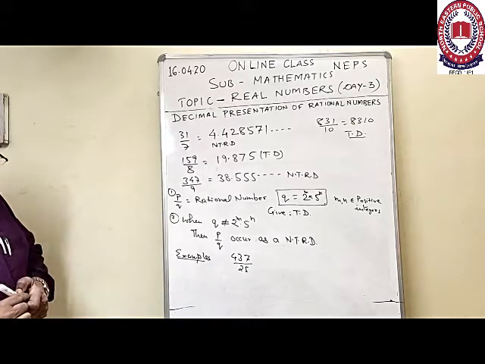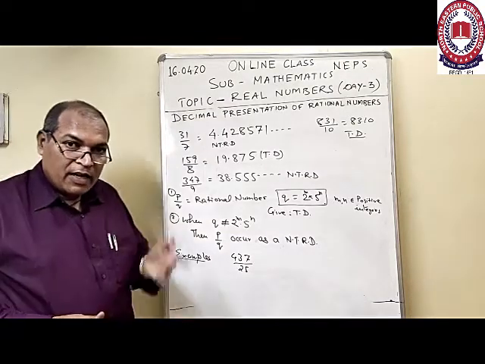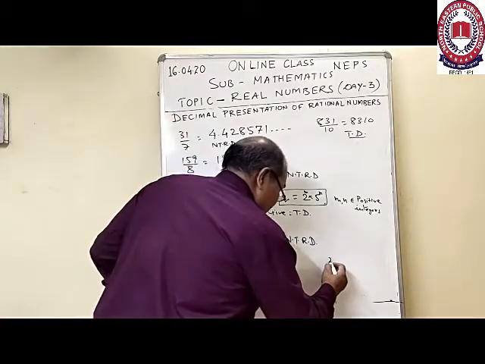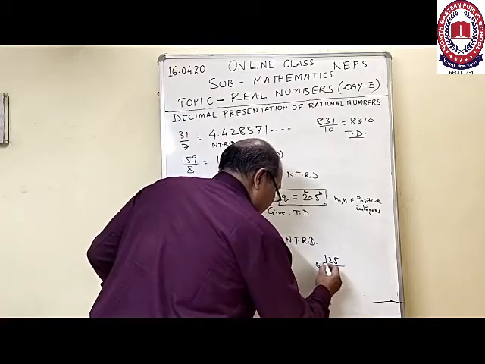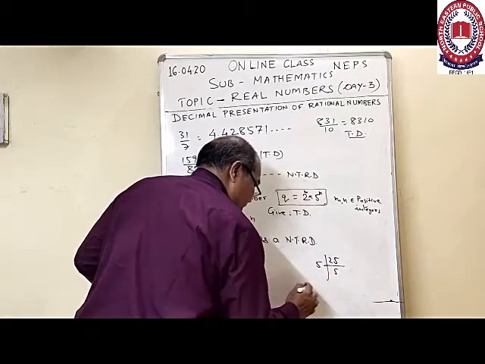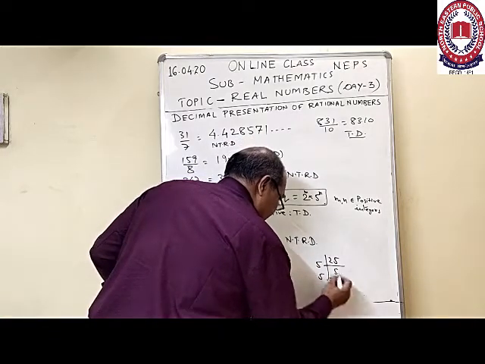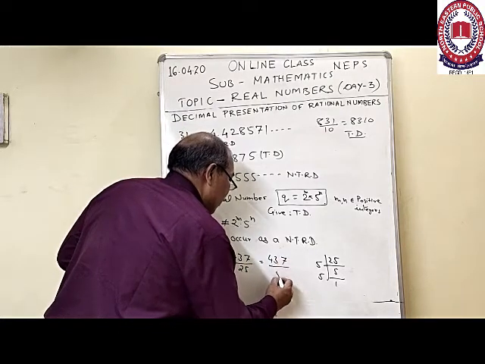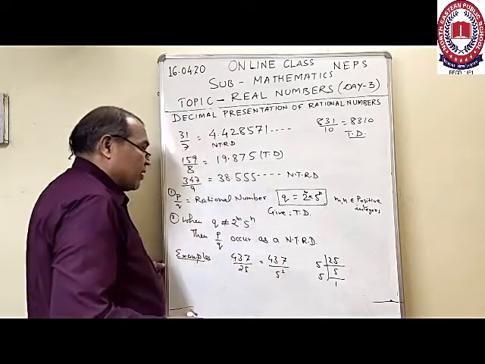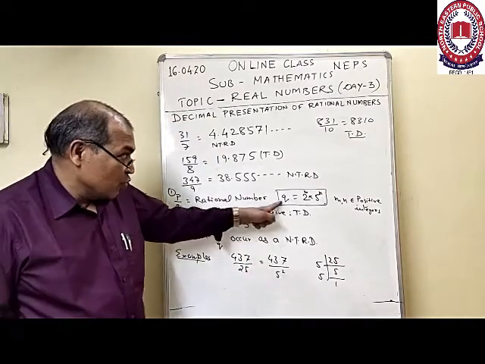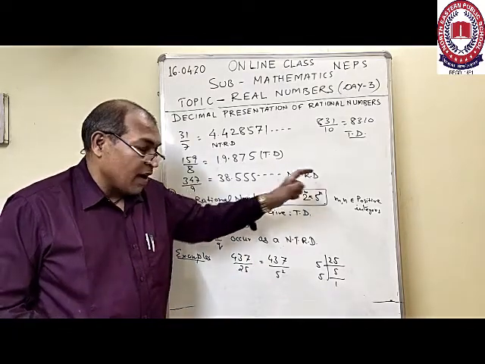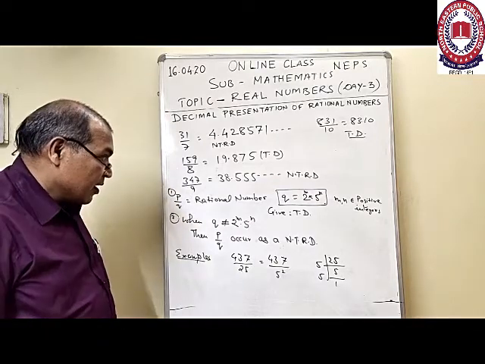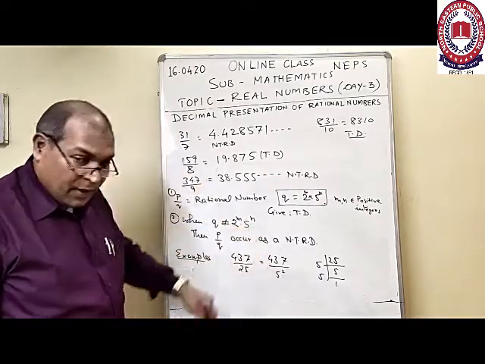437 upon 25 will be showing a terminating decimal or a non-terminating repeating decimal. First we will check the factorization of 25: first 5, then another factor 5. So we can write this as 437 upon 5 to the power 2. But it was discussed that q must be 2 to the power m and 5 to the power n, meaning 2 is not here. Still, will it happen?